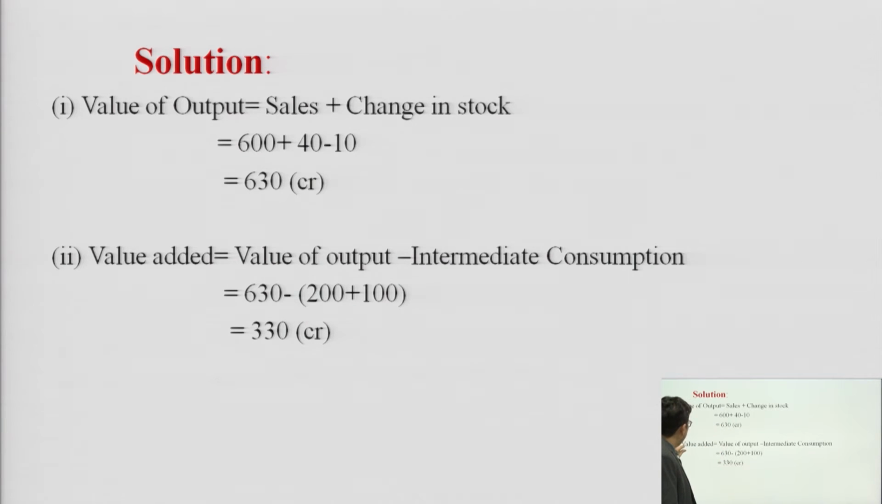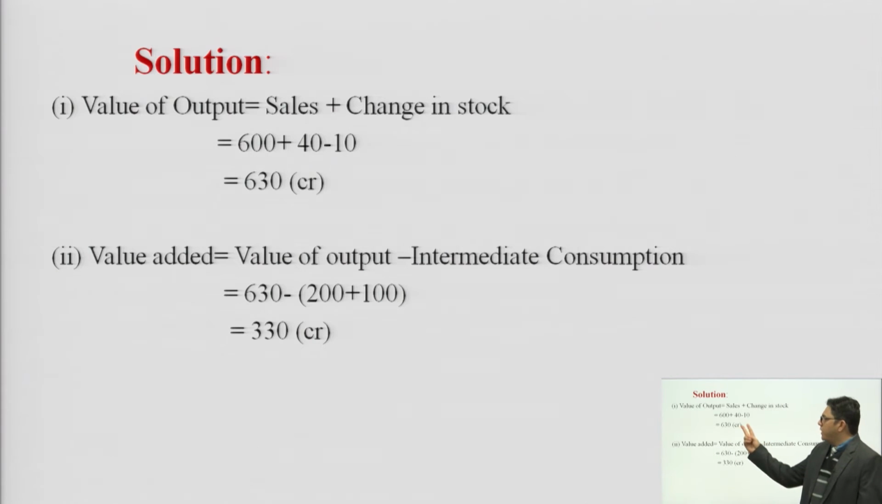Next, it is value added. What is value added? Value of output minus intermediate consumption. Here the value of output is already calculated, it is 630 crore, and we have purchased 200 from domestic and 100 from import. So, the value added comes to 330 crore. This is how we can calculate the national income by the product method, utilizing the two formulas: value of output, and value added, that is value of output minus intermediate consumption.